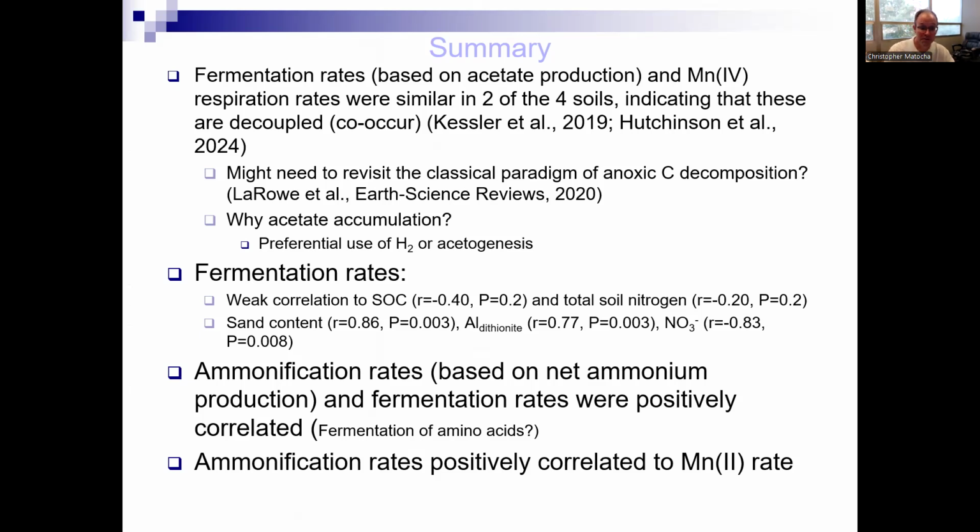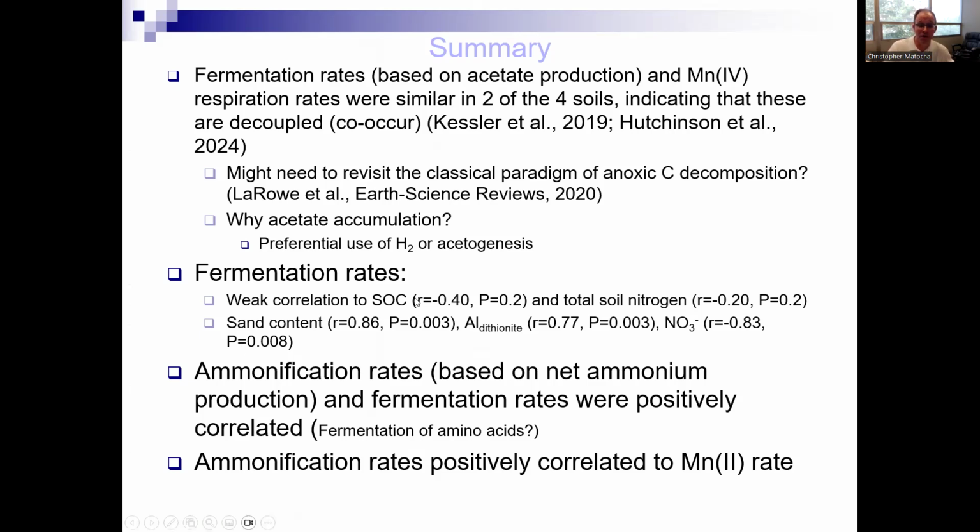So what are some reasons why acetate accumulated so quickly? Possibly preferential use of H2 or acetogenesis, which is where acetate is actually produced. It's being produced in the process of CO2 combining with methane, actually. All right, and we didn't measure methane in our study.